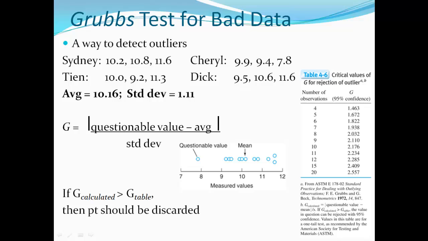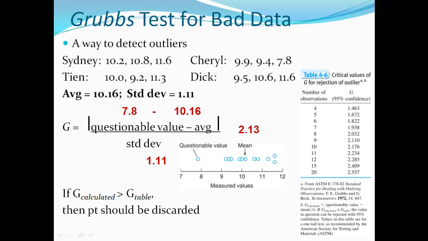The equation is right there. It says you take the absolute value of the questionable value minus the average, and you divide it by the standard deviation. And if what you calculate is greater than what the table is, then that point should be discarded. So if you take the average of all those numbers, it's 10.16. If you take the standard deviation of that, it's 1.11. So what you would do is take the absolute value of 7.8 minus 10.16 divided by 1.11. That should give you 2.13.